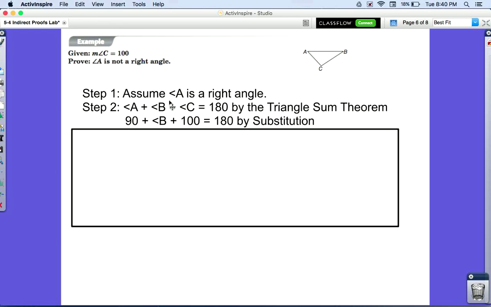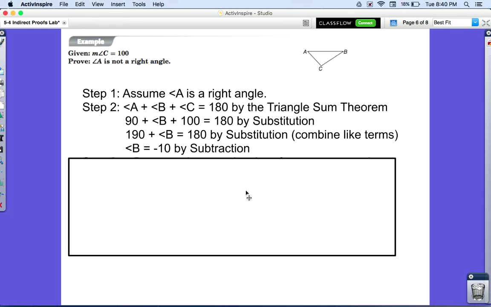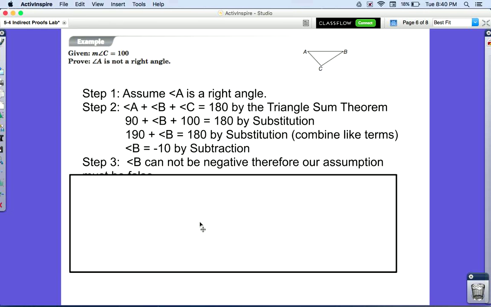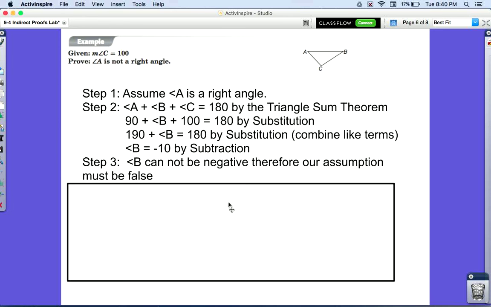So then I'm going to substitute in this information. If A is a right angle, that means that this is 90 plus B plus 100 equals 180. I just substituted there. Here I combined like terms, simplified, and I got that 190 plus angle B equals 180. And then I subtracted the 190 from both sides, and I get that angle B equals negative 10. But step 3 would be that B cannot be a negative number because angles cannot be negative. So therefore our assumption has to be false. That's it.